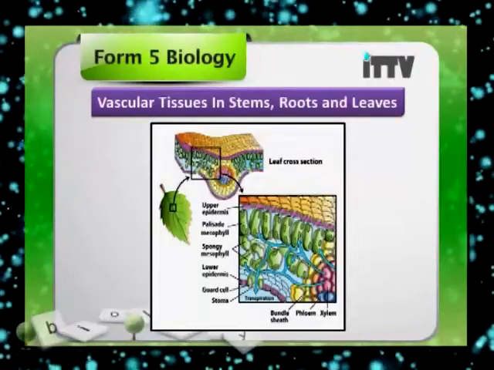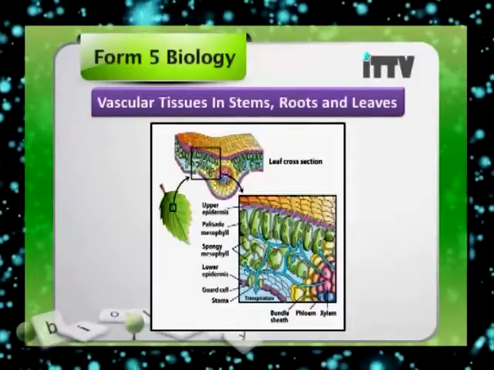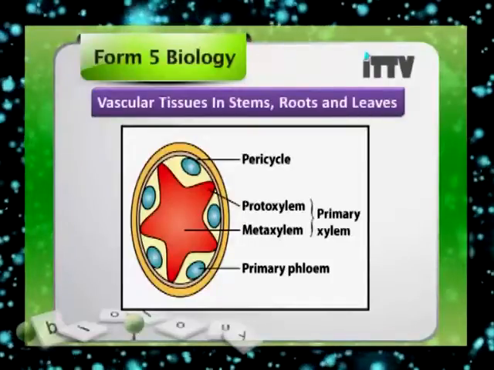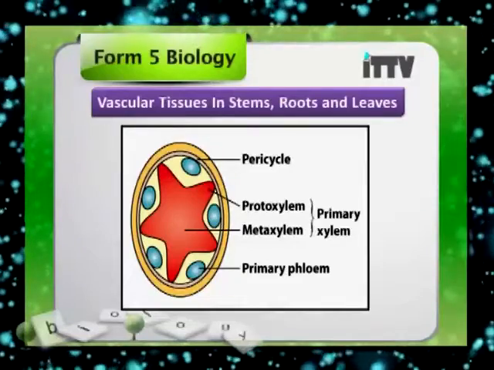Now, if you refer to the diagram, this is a picture of the vascular tissues in stems, right? Actually, this is a cross-section of a leaf, and you notice at the corner, there is a picture of a phloem and the xylem. So then you notice that in a cross-section of the part that contains phloem and xylem, you can see there's the primary xylem and the primary phloem.